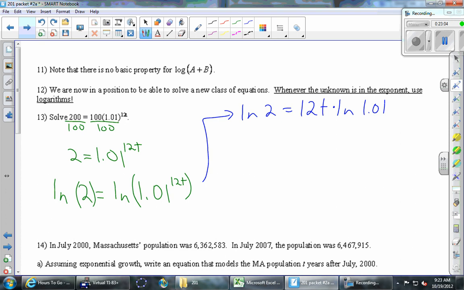And you can solve this for t in one shot. What do I do to both sides to solve for t? I divide by 12 ln 1.01, right? Divide by everything that isn't the t. So this needs to go away, and so does that. Just divide by both in one shot. So this is our answer: ln of 2 over 12 ln of 1.01.